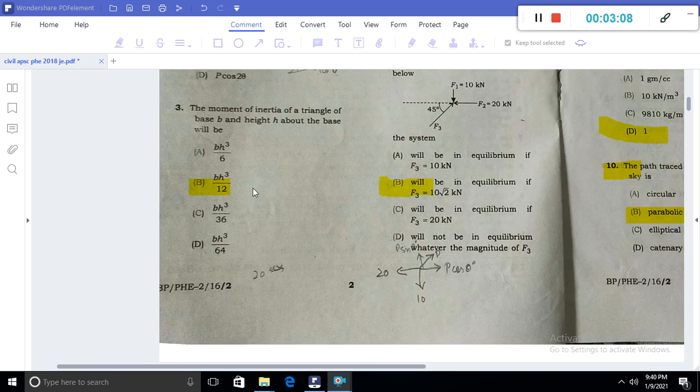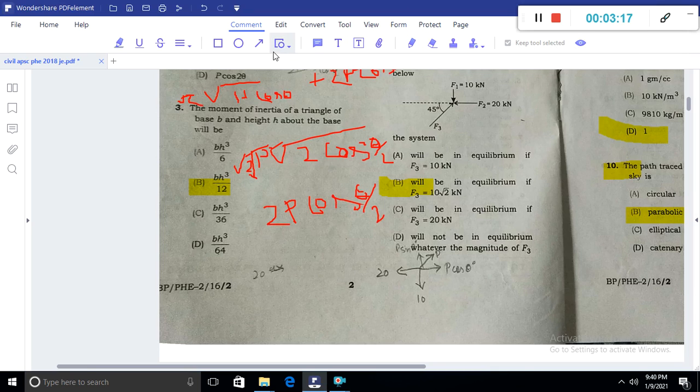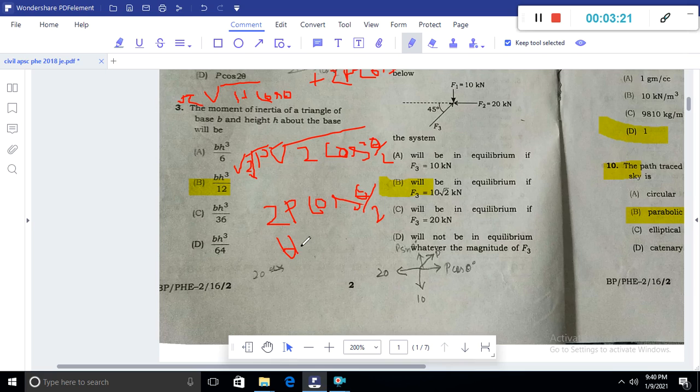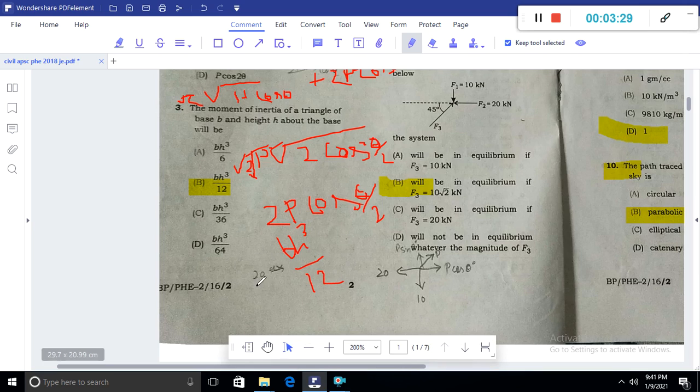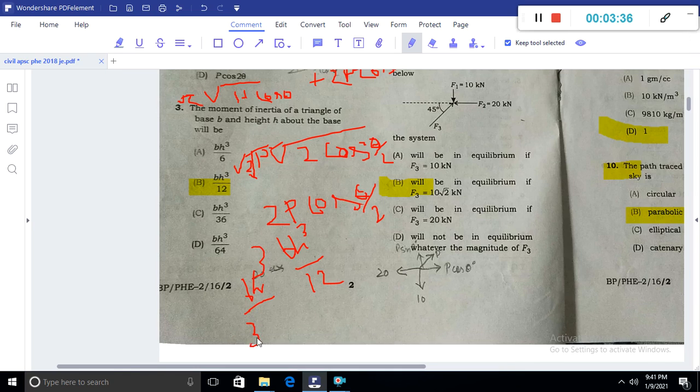The moment of inertia of a triangle of base B and height h about its base will be bh cube by 12, with respect to the base. And with respect to the CG, the moment of inertia will be bh cube by 36.